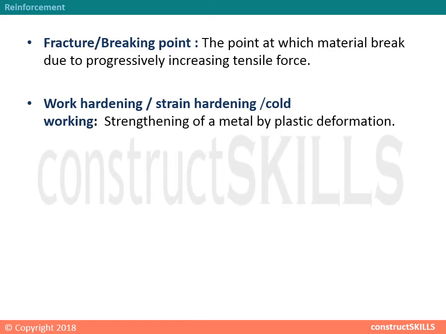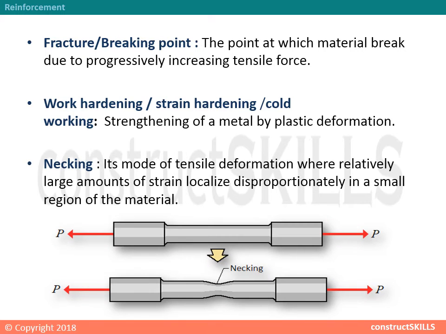4. Work hardening, strain hardening or cold working. It is the strengthening of a metal by plastic deformation. 5. Necking. It's a mode of tensile deformation where relatively large amounts of strain localize disproportionately in a small region of the material.